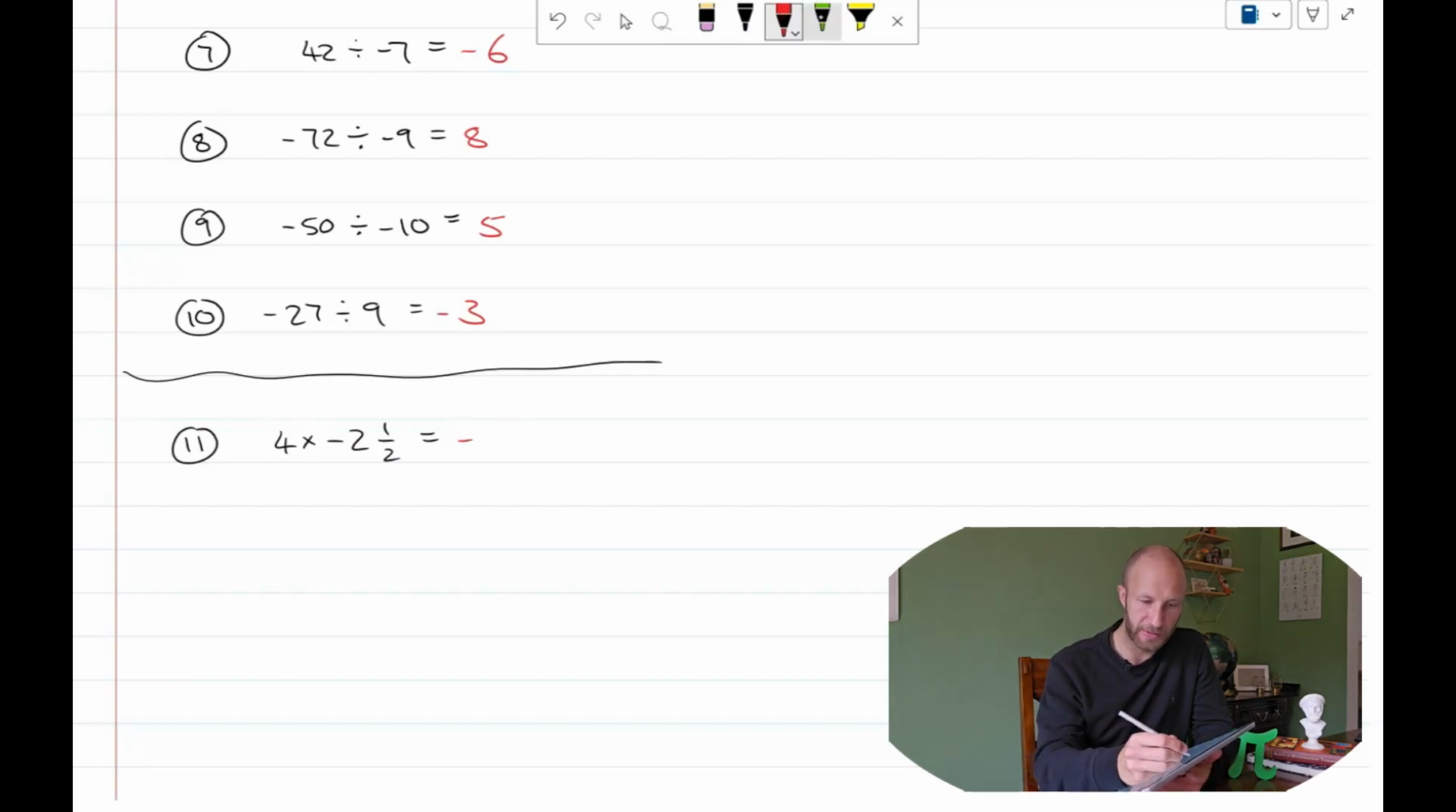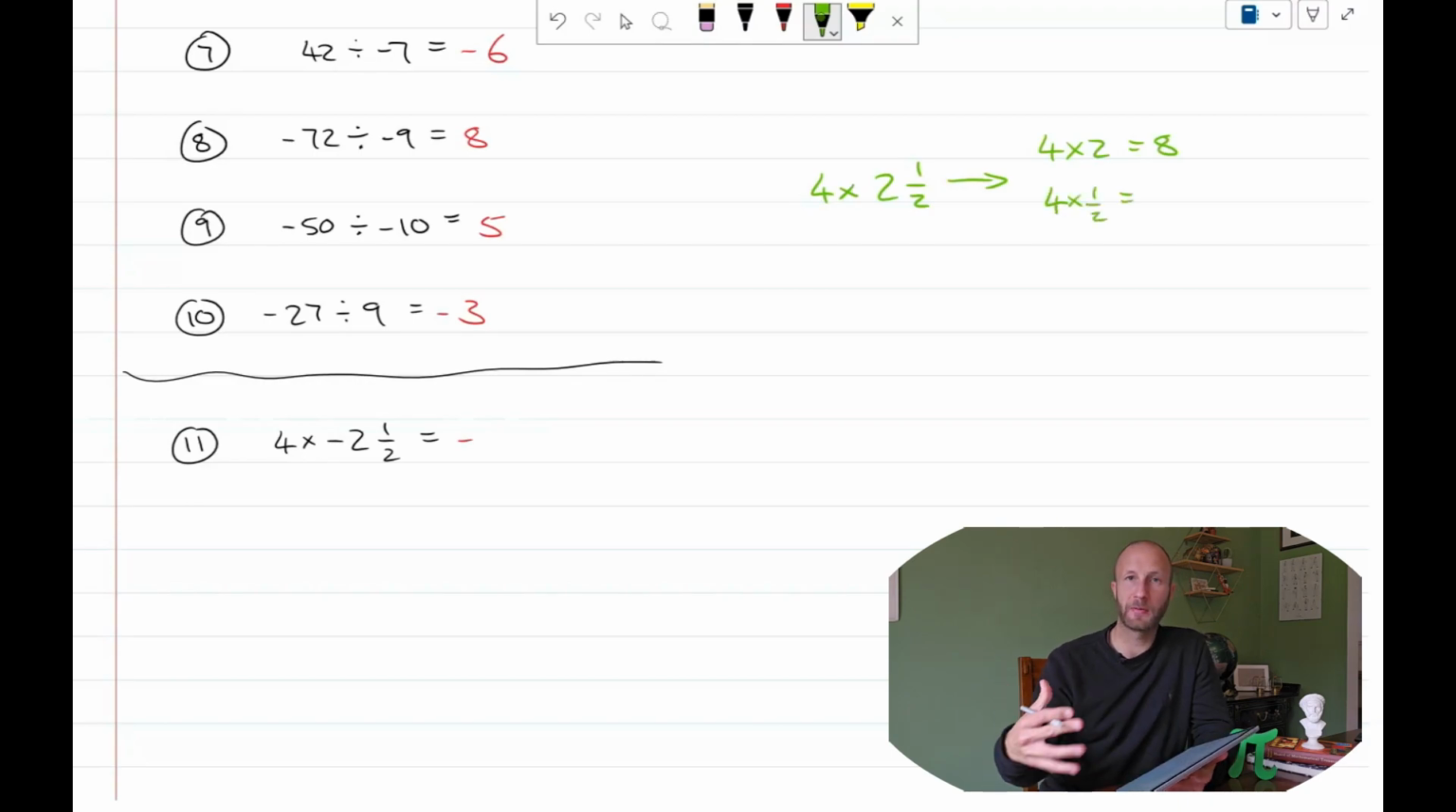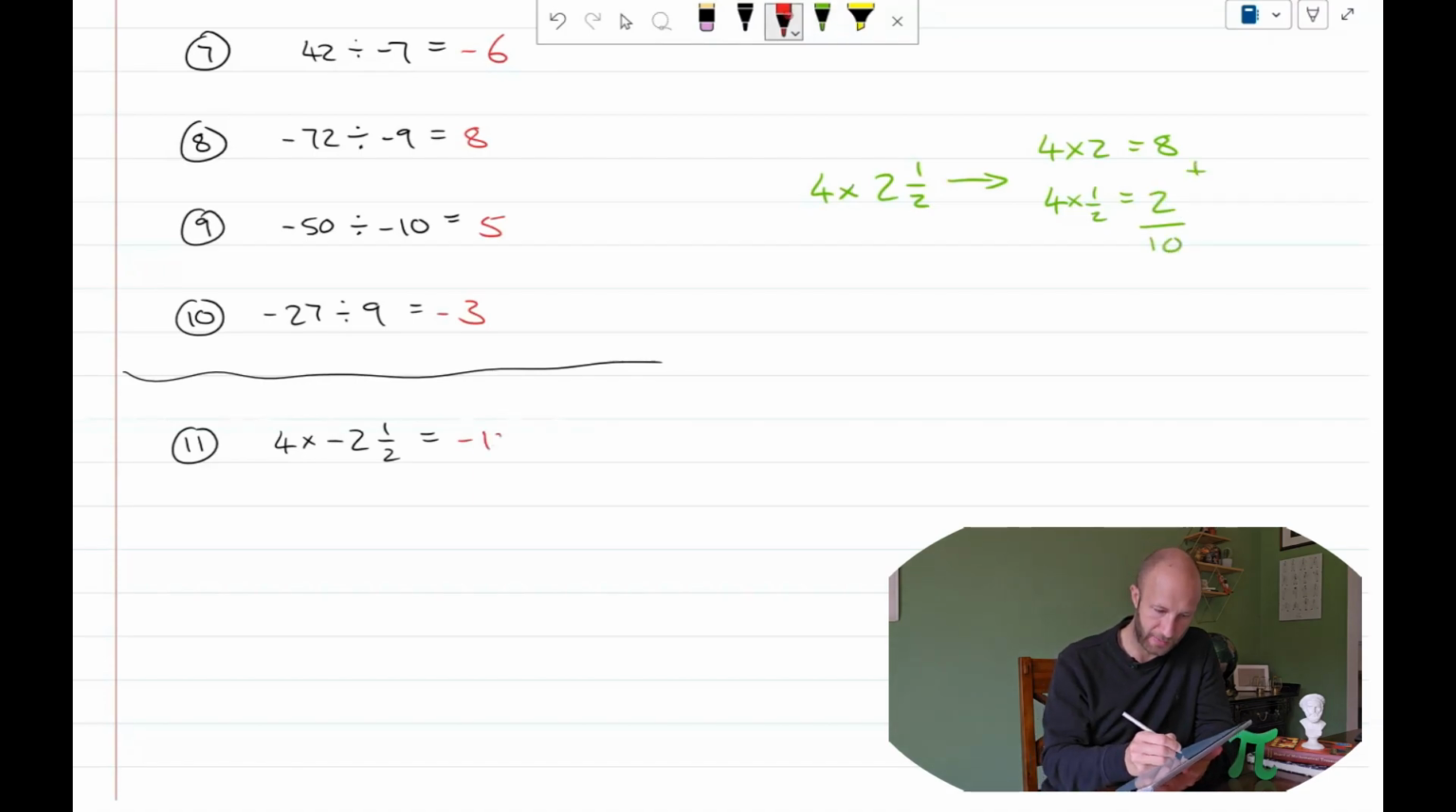If I want to multiply something like this, forget the negative for now because we've covered that. To multiply 4 by 2.5, people get a bit confused when you throw in fractions. Just do 4 times 2, which is 8. Then 4 times the half, since the 2 and the half makes the 2.5. 4 times a half is just a half of 4, which is 2. And then add them together. So here I will end up with minus 10.